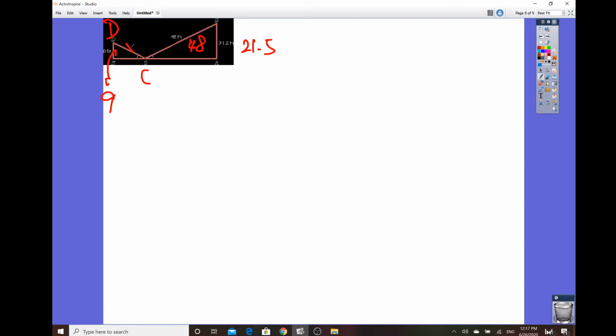So let's say this one, it's x. So what we can do with the proportionality, it's 9 over 21.5 equals x over 48. Again, what I did here, I just compared the height, and then I compared the hypotenuse, because they both have the exact same similarity ratio.